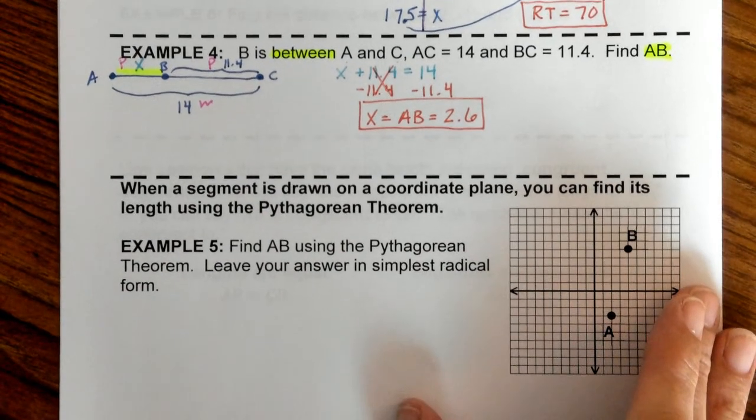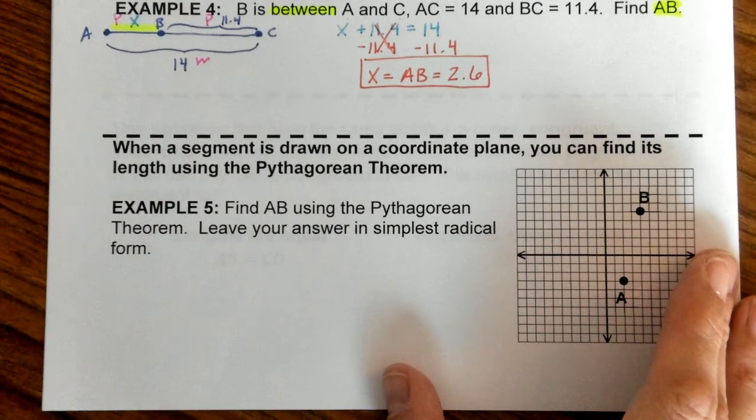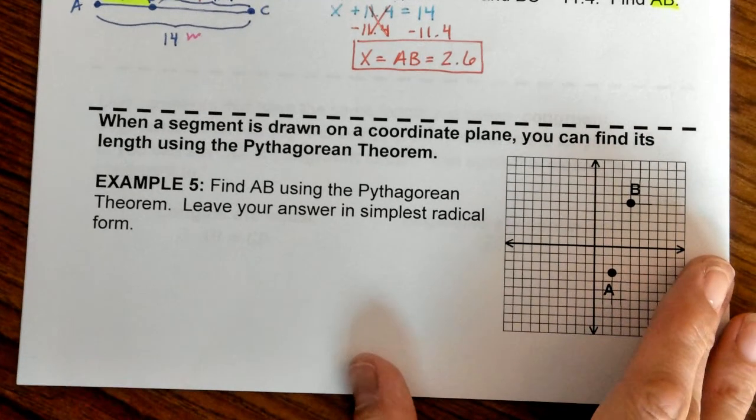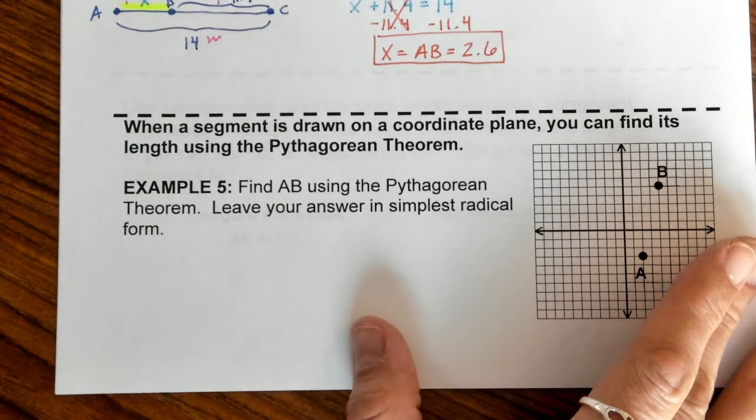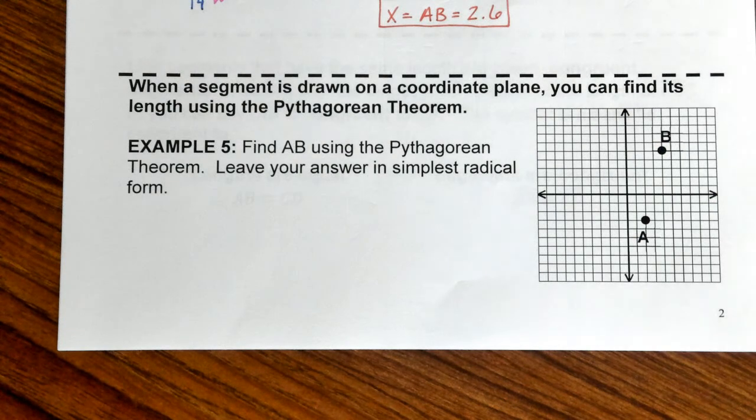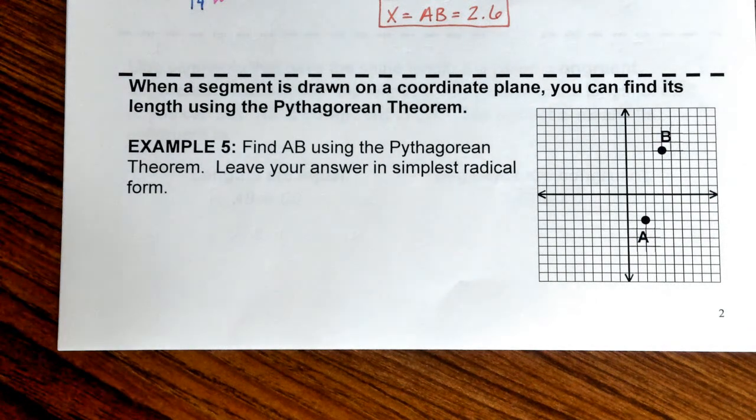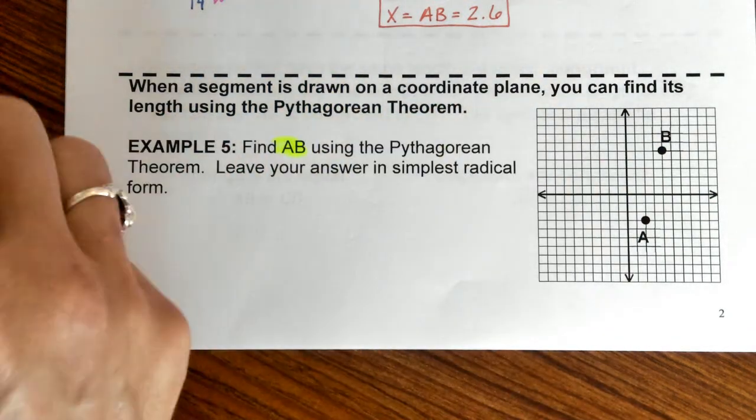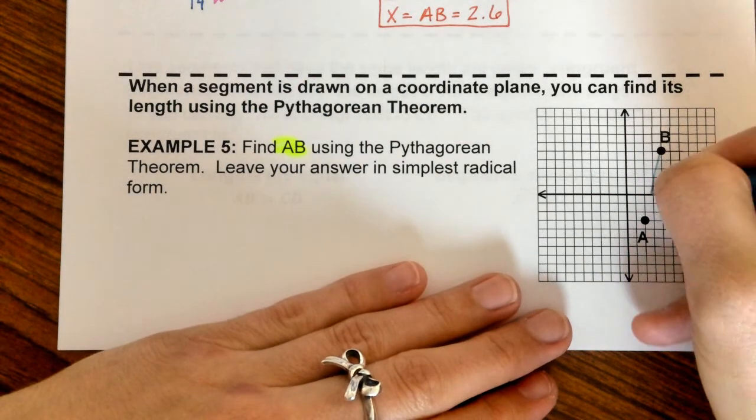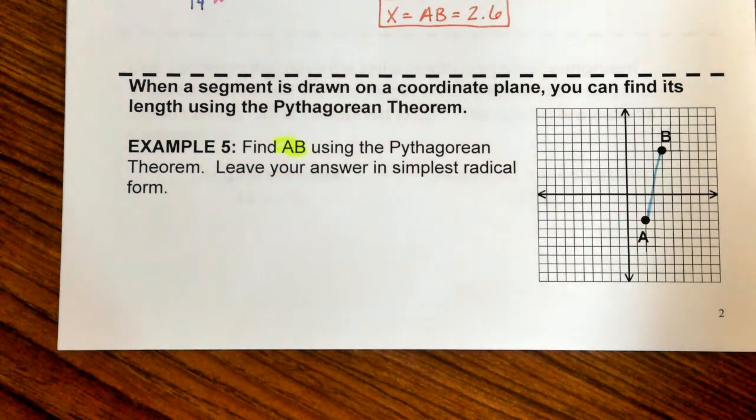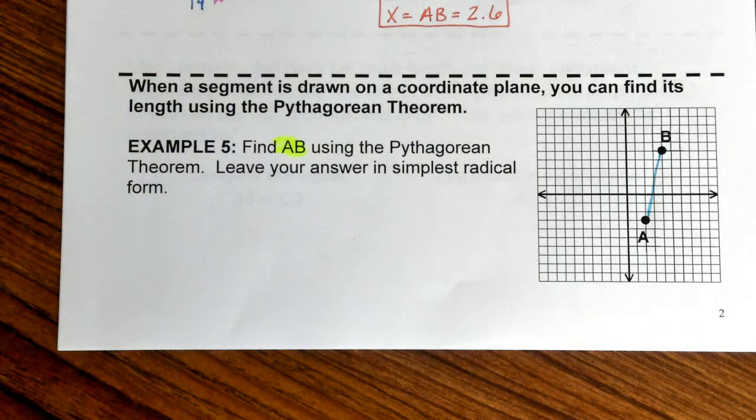Now, what we can do is use the Pythagorean theorem to find the distance as well. So let's take a look at what this is going to look like. We're going to find AB. So we're going to find the distance from A to B using the Pythagorean theorem. We're going to leave it in its simplest radical form. We haven't talked about how to simplify radicals yet.